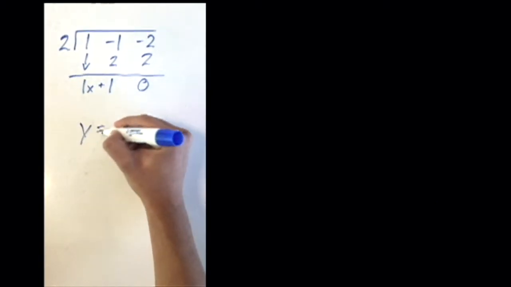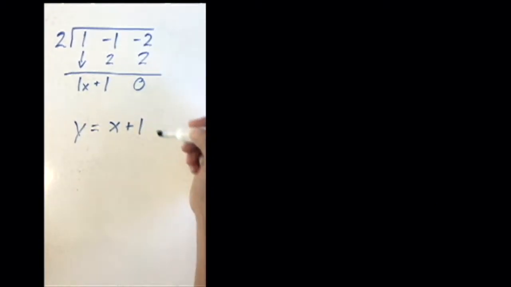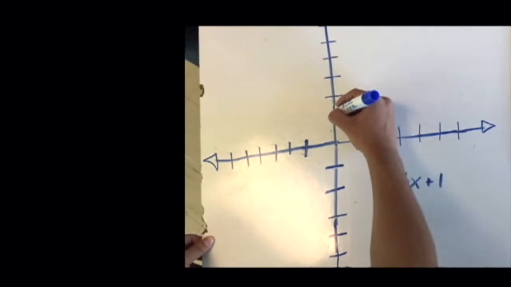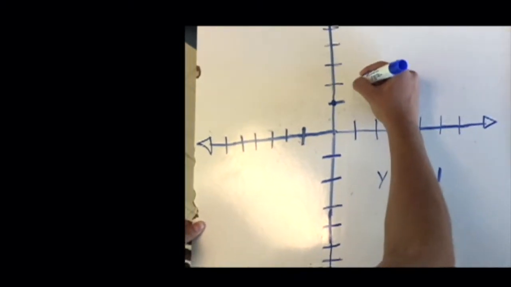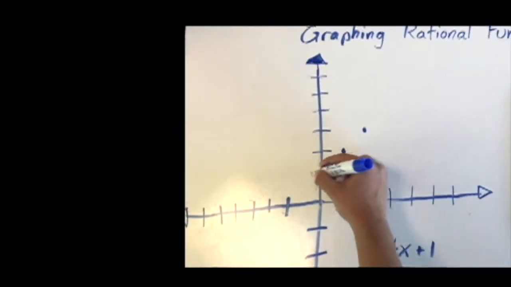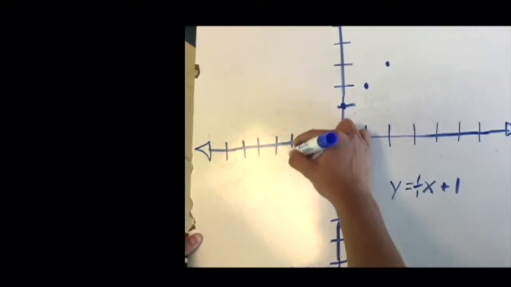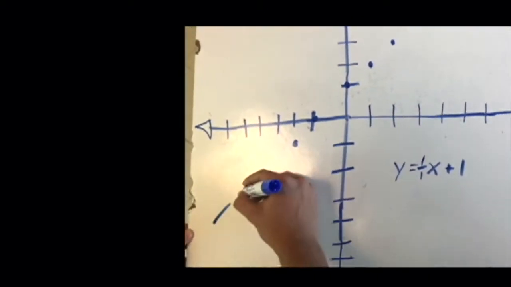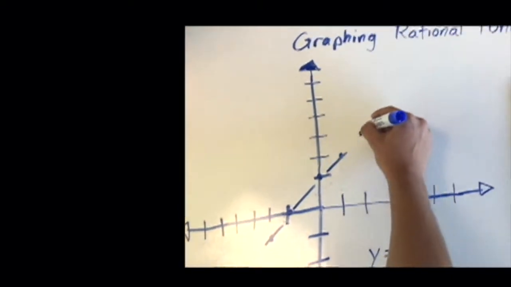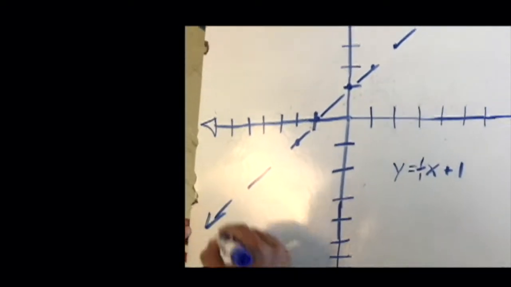As a result, we get y equals x plus 1. Now we graph the slant asymptote. The y-intercept is at 1, and the slope is positive, meaning it will go up.